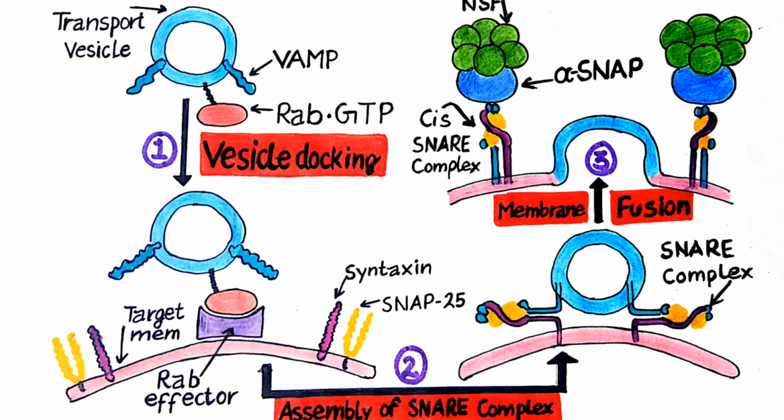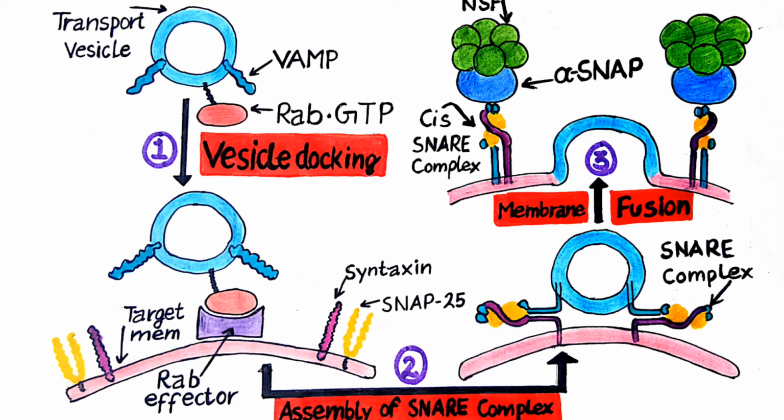Now the second step is the assembly of the SNARE complexes. Only docking is not sufficient for the vesicle to fuse with the target membrane, so the fusion requires other proteins which are called SNARE proteins. For the V-SNARE protein, we have VAMP, which is present on the vesicle, and for the T-SNARE proteins, we have syntaxin and SNAP25.